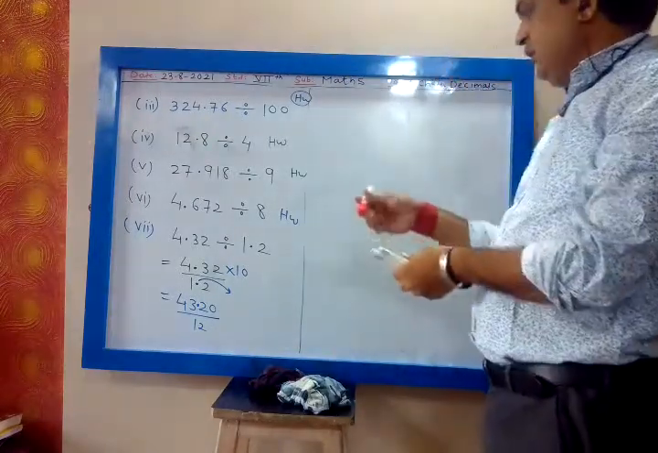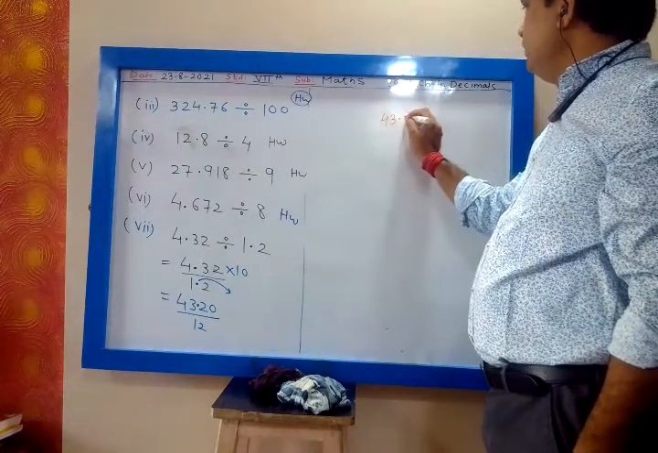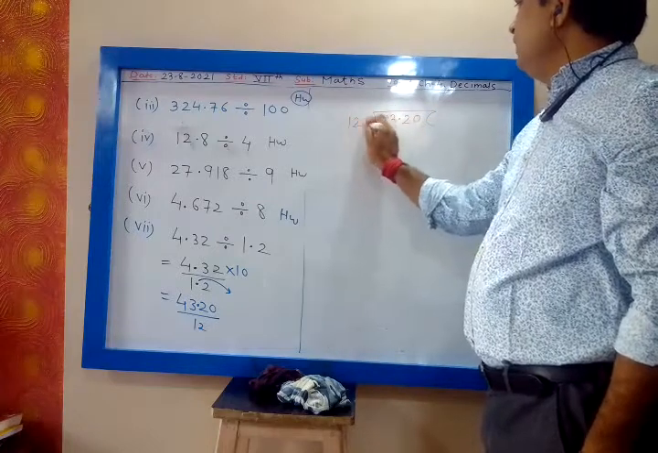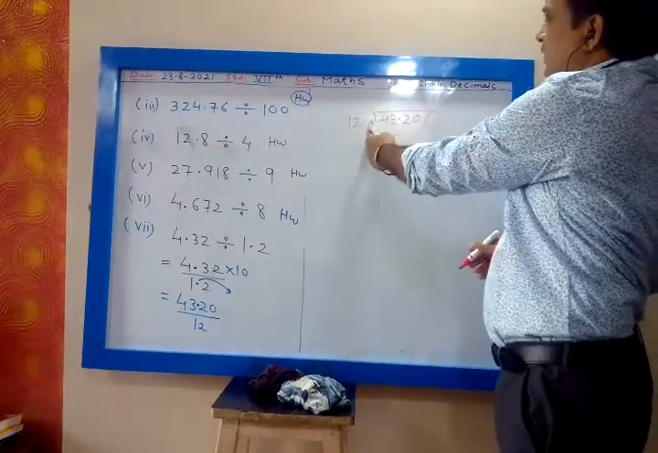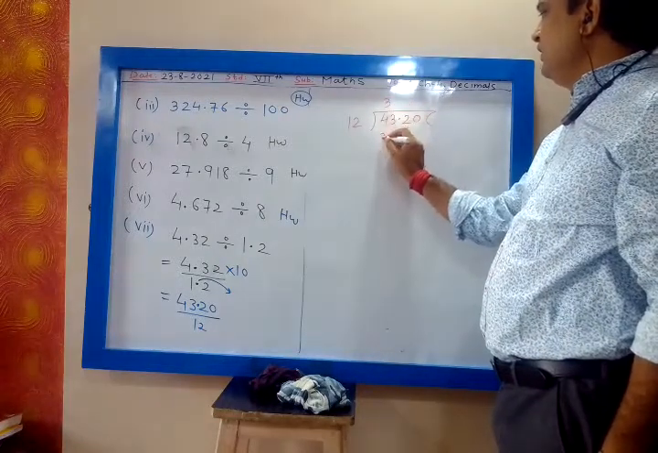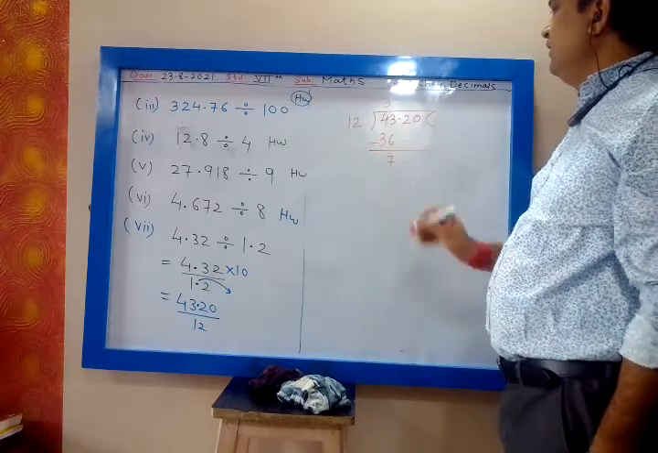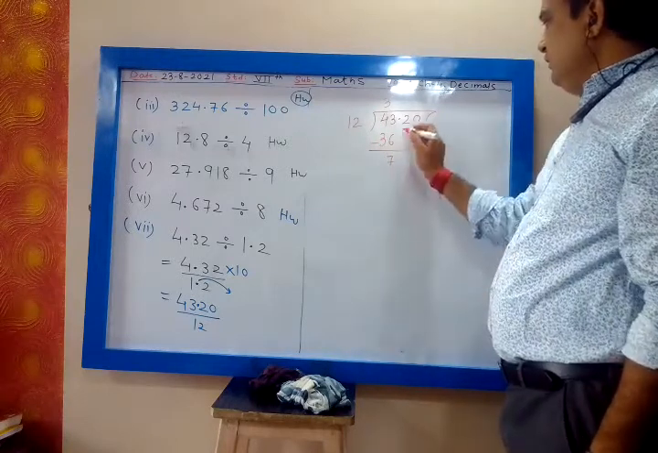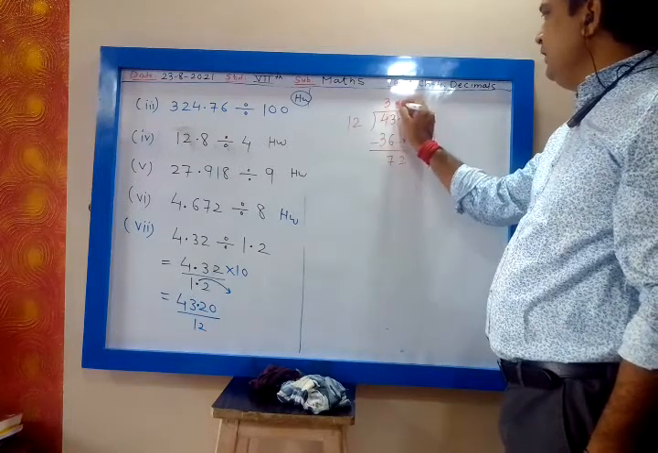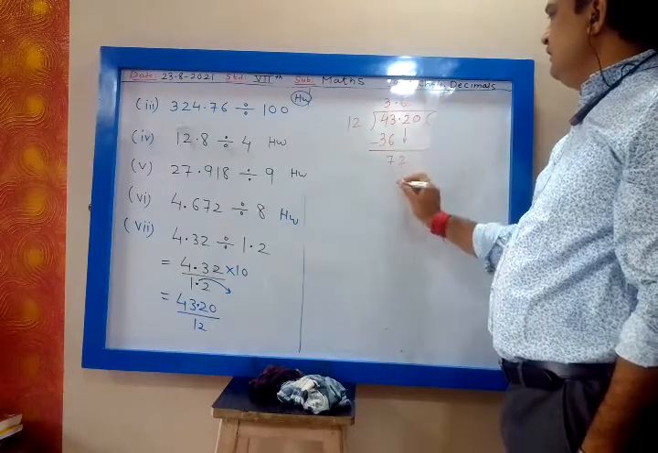So let us divide 43.20 by 12. This is 43, this is 12. 12 3s are 36. Then this is 7. Then 2 is carried, but there it is decimal. So point. 12 6s are 72.